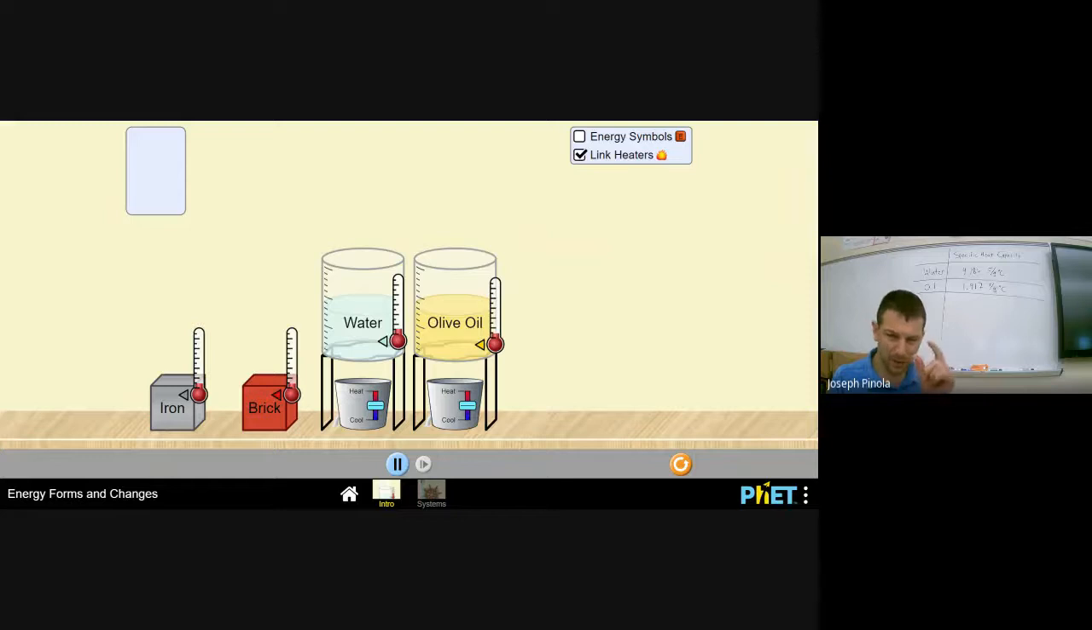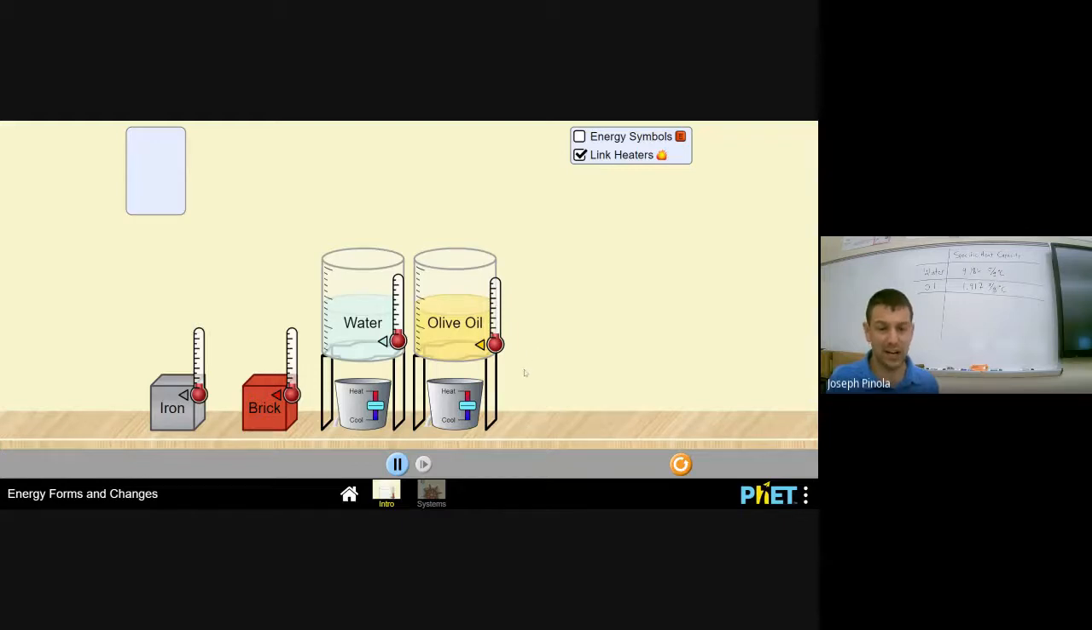Well, I might be a small part of your screen right now, but if you look behind me, you'll see two numbers for the specific heat capacity of both water and olive oil. Water's specific heat capacity is 4.81 joules per gram times degrees Celsius. Olive oil's specific heat capacity is 1.917 joules per gram times degrees Celsius. Notice that olive oil's specific heat capacity is much lower than water's.